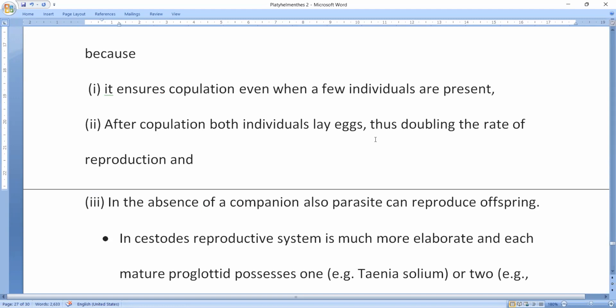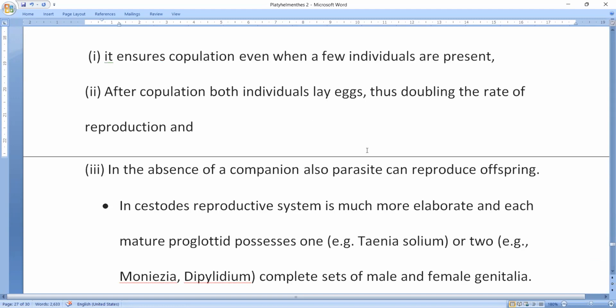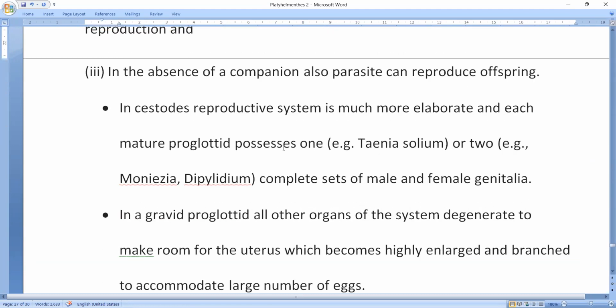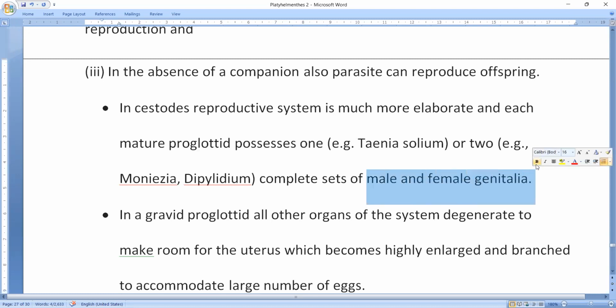And a large number of eggs are produced. So that is the advantage of a bisexual reproductive system. In cestodes, the reproductive system is much more elaborate, and each mature proglottid possesses one or two complete sets of male and female genitalia.